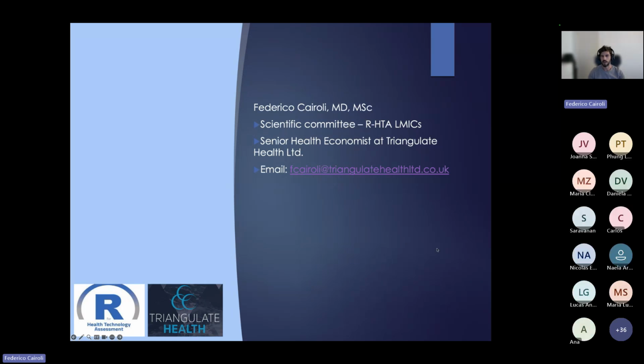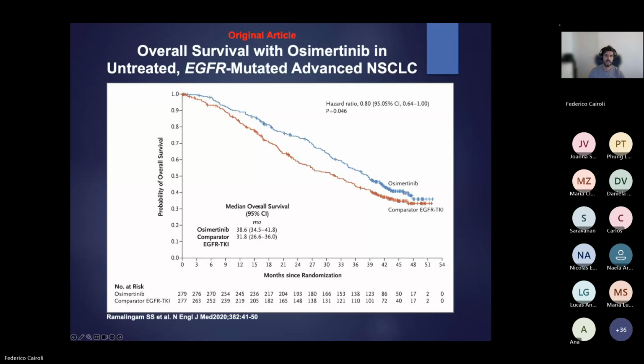Well, yes, I am Federico Cairoli, part of the scientific committee on R-HTA for LMICs and senior health economist at Triangular Health. So before going to R, I would like to recap on the main principles for overall survival.